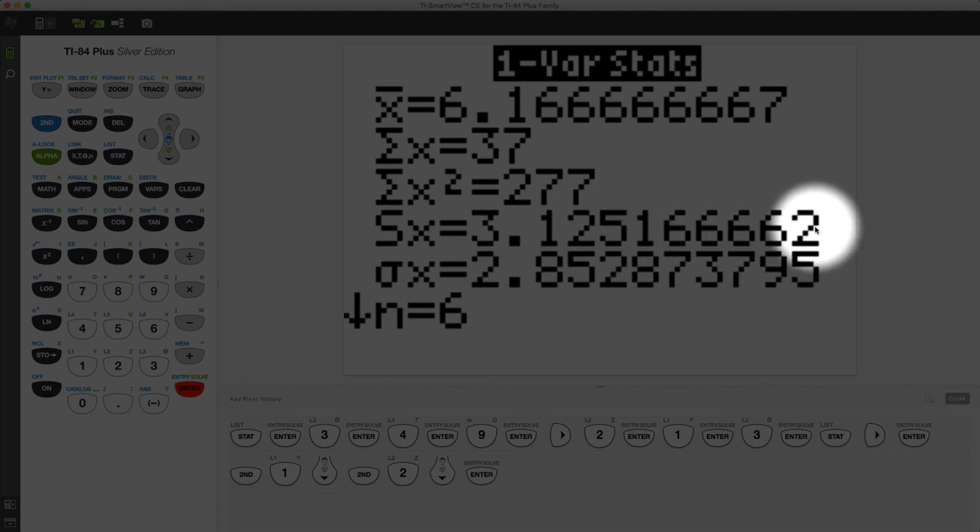And it's going to be the line that says Sx, not the next one down that has the sigma x. That's for doing the standard deviation of a probability distribution. We're looking at the Sx line when we have data.